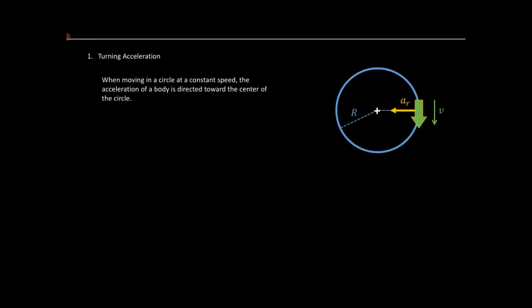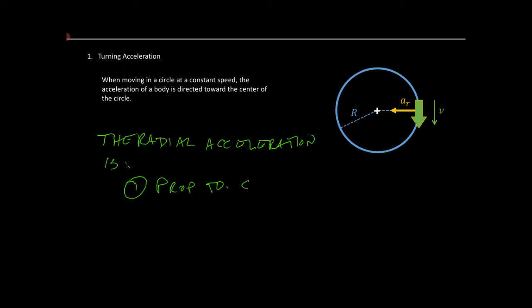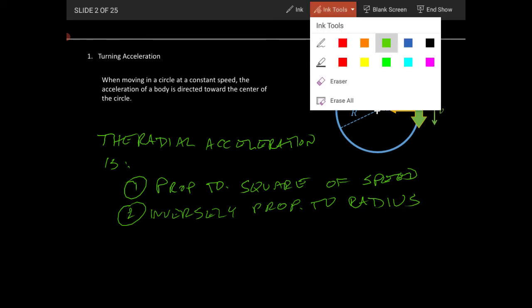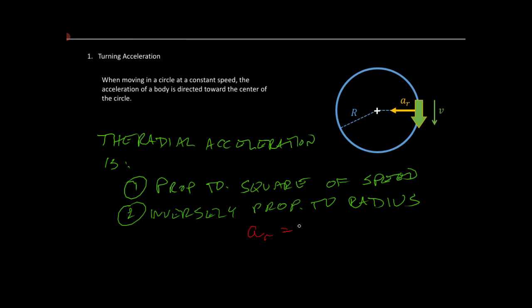Okay, so we can also calculate, we know how to figure out what that acceleration is. So the radial acceleration is proportional to the square of the speed and inversely proportional to the radius of the circle. Right? So we can just write that as, say, AR is equal to V squared over R. So that's all we need. So the faster you're going, the more acceleration you need.